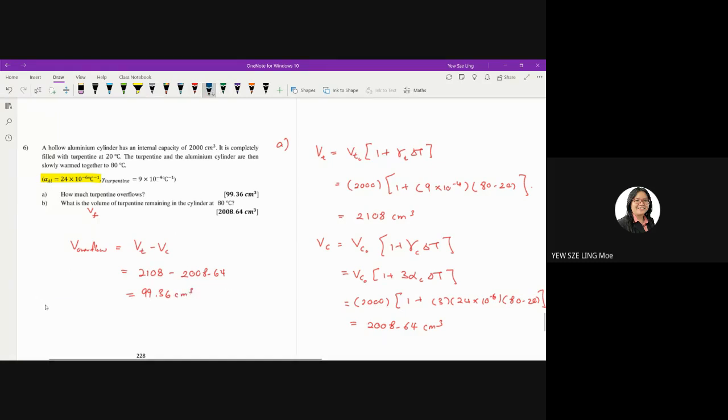Now, let's look at question B. Question B is a bit tricky. It asks for the final volume of the turpentine remaining, so if you look at the keywords, remaining in the cylinder. Therefore, you shouldn't use V final for turpentine. You should use the V final of the container. So the answer would be 2008.64 cm cube, not 2108. 2108 is the total volume, including the overflow. But the question is asking for the volume remaining in the cylinder, so you need to use V final for the cylinder. It is not asking for the actual final volume, it is asking for the remaining volume. So that is the answer for question number 6.